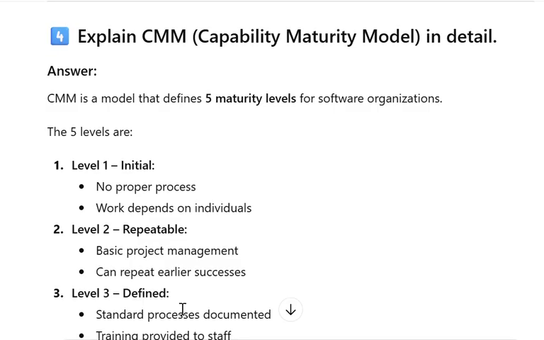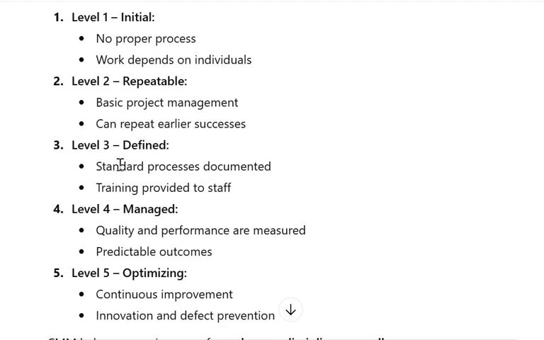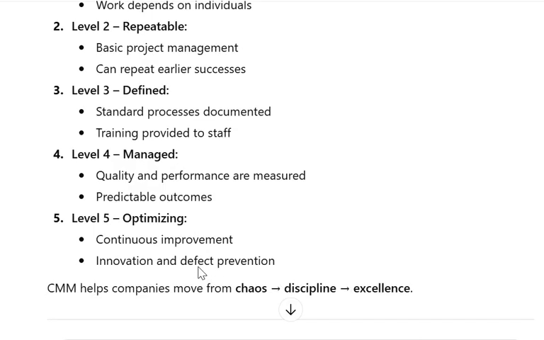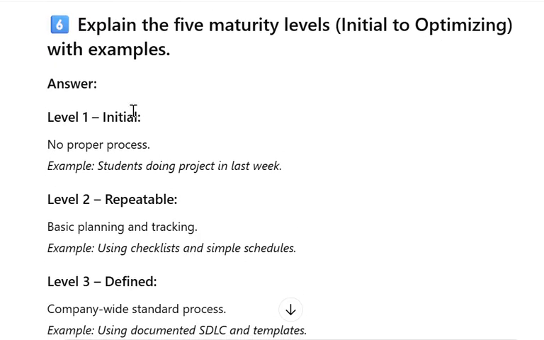Next, explain CMM, which is capability maturity model, in detail. CMM is a model that defines 5 maturity levels for software organizations. There are 5 levels. Okay. Which are level 1, level 2, level 3, level 4, level 5. The first one is initial, second one is repeatable, third one is defined, fourth one is managed, fifth one is optimizing. So guys, the same thing is in the next question after 2 questions also, so let's go there directly. Explain the 5 maturity levels, initial to optimizing, with examples.